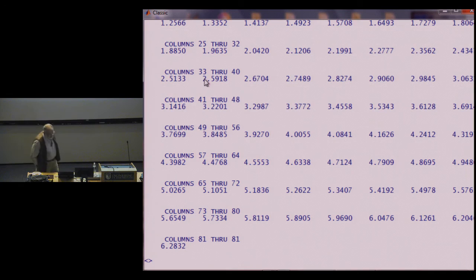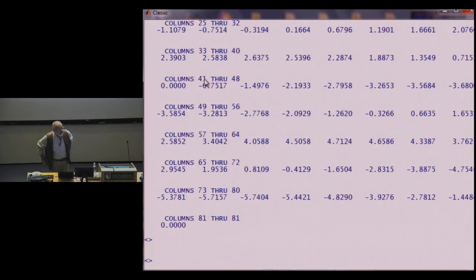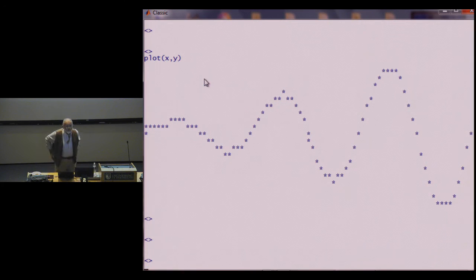And then y is x array multiplication of sine of 3 times x. And it evaluates that function at each element of the vector. It's not like Maple or Mathematica, I don't do that symbolically. And now I'm ready to do graphics. So I can plot x comma y, and there it is. That's portable machine independent graphics 30 years ago. That was it. That's the whole thing.